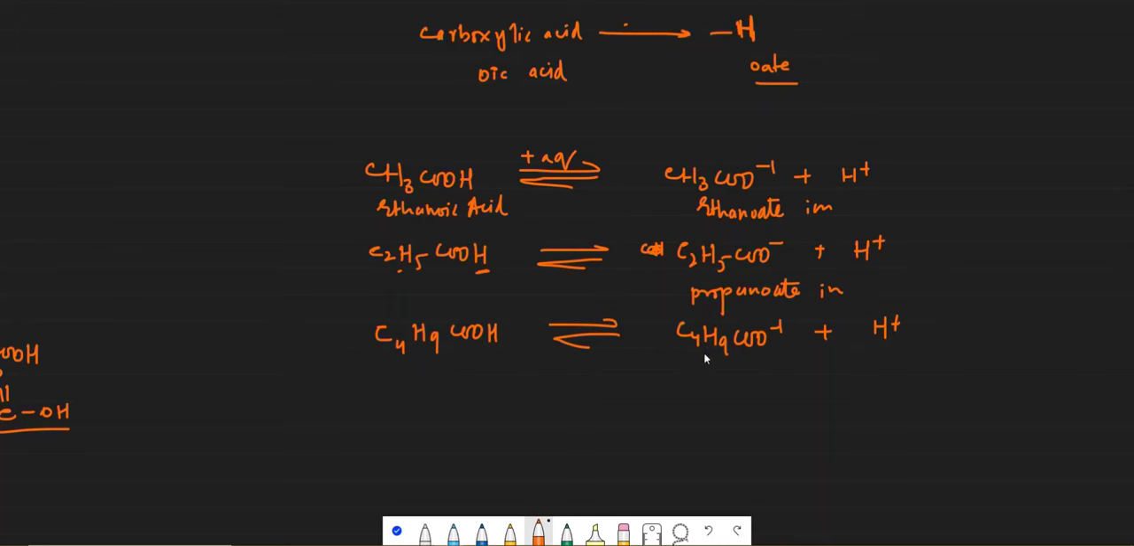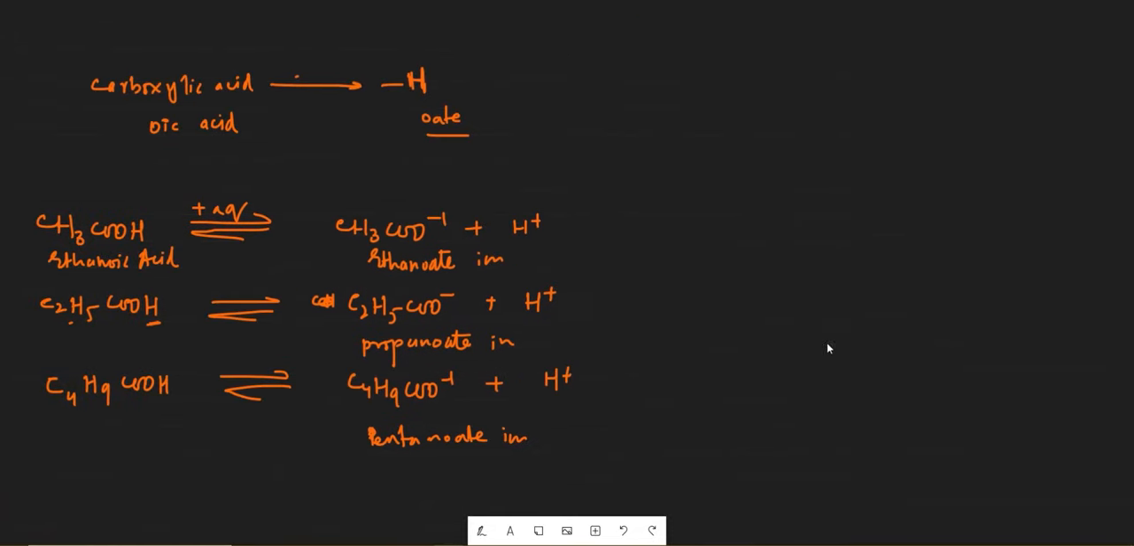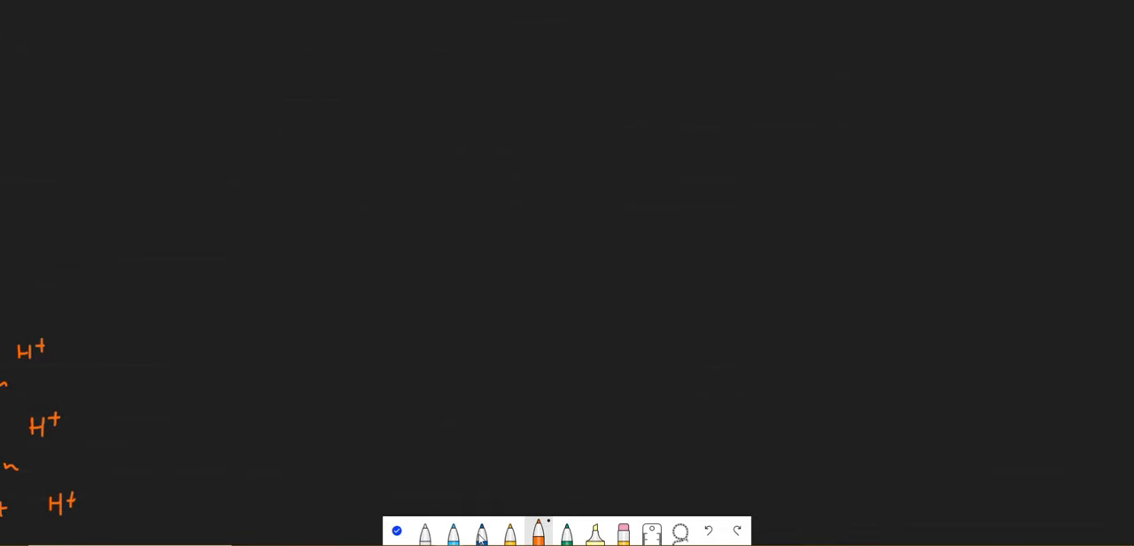This is 5 carbon atoms. Then pentanoate ion. Pentanoic acid became pentanoate ion. Now let's talk about their reactions. They react exactly like acids. Other than the combustion reactions that they give, they will also give carbon dioxide and water. So I'm not writing it down because we have done it many times.